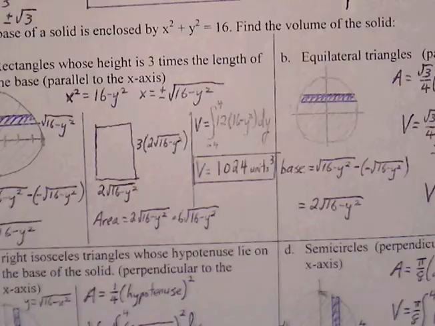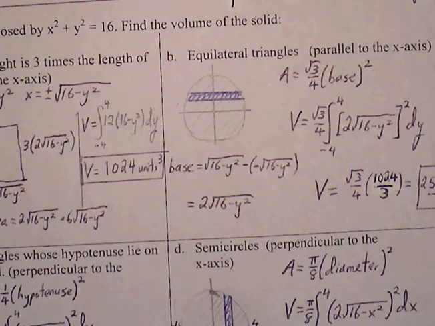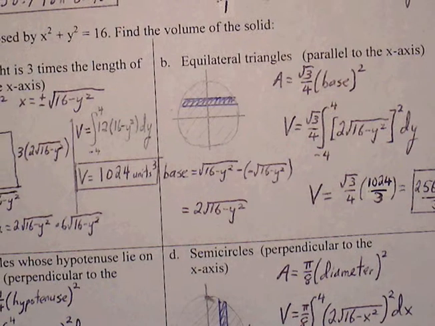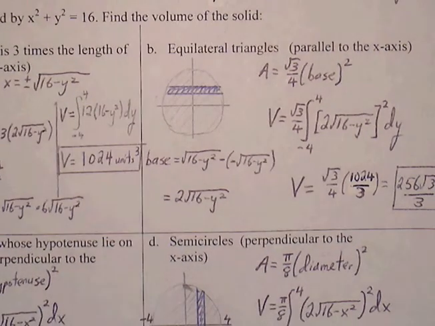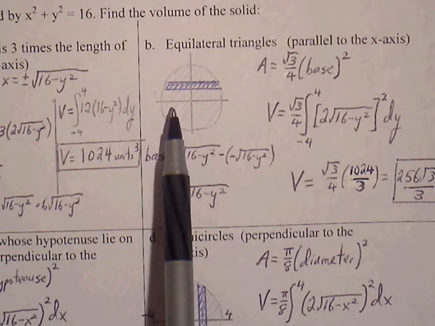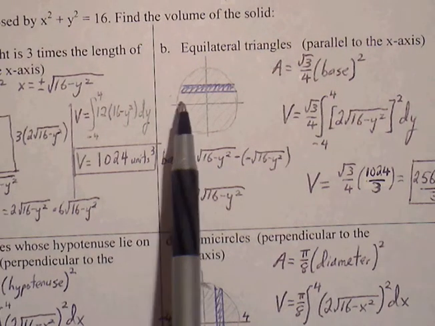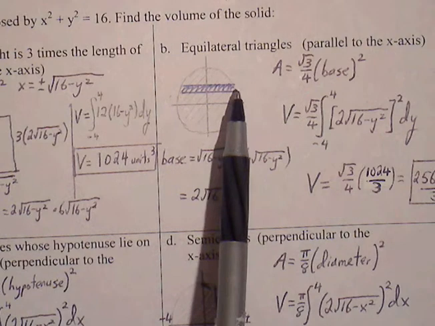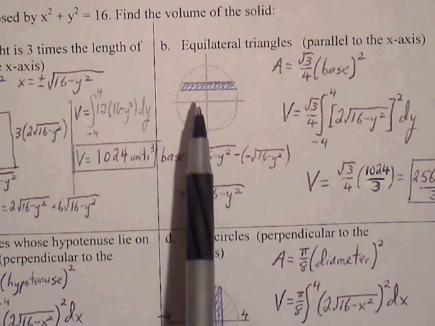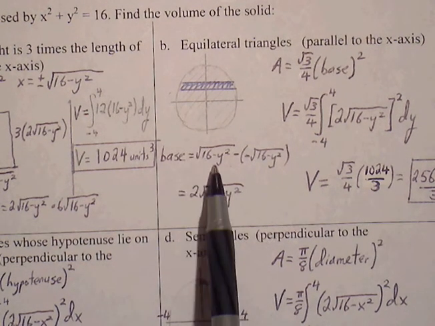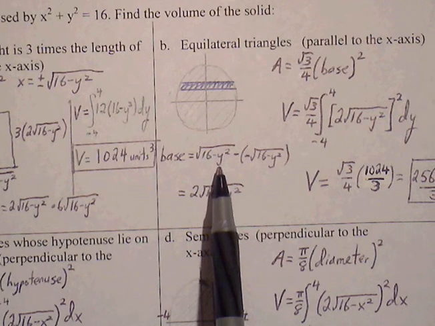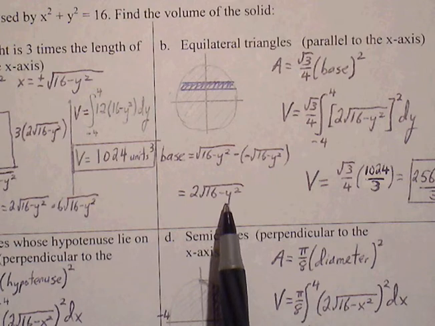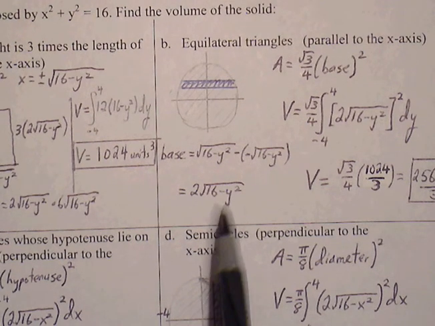Okay. Part B, we have the same shape, but now our cross section is going to be equilateral triangles parallel to the x-axis. Again, the same setup as before. Here's the x-axis, parallel, the same direction. So right minus left, we'll use the same equations. So root 16 minus y squared minus a negative root 16 minus y squared. This combines to be 2 root 16 minus y squared.